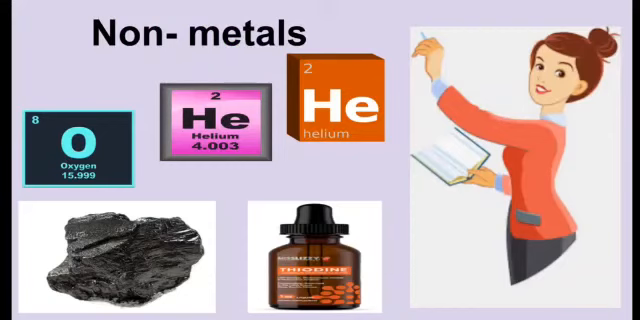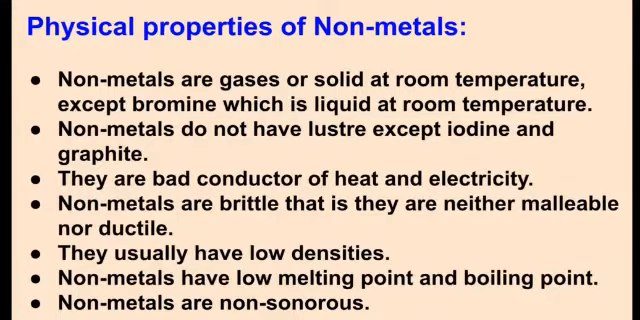Now next is non-metals. Here we will study the non-metals and their physical properties. Non-metals are gaseous or solid at room temperature except bromine, which is liquid at room temperature. Most of the non-metals are gases, as we all know, and some are solid at room temperature except bromine. Bromine is liquid, like mercury. Mercury is a metal, but it is found in a liquid state.